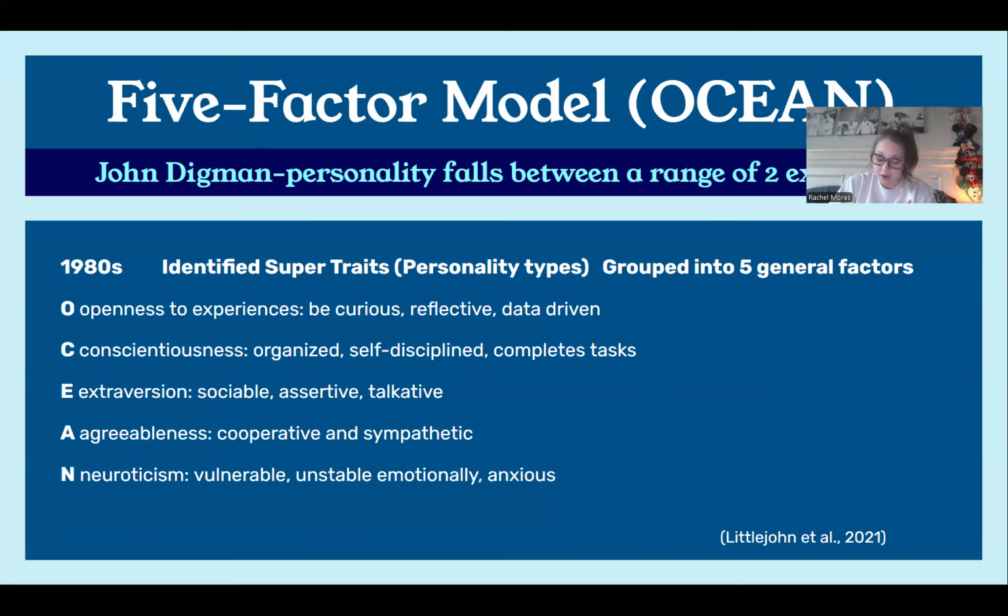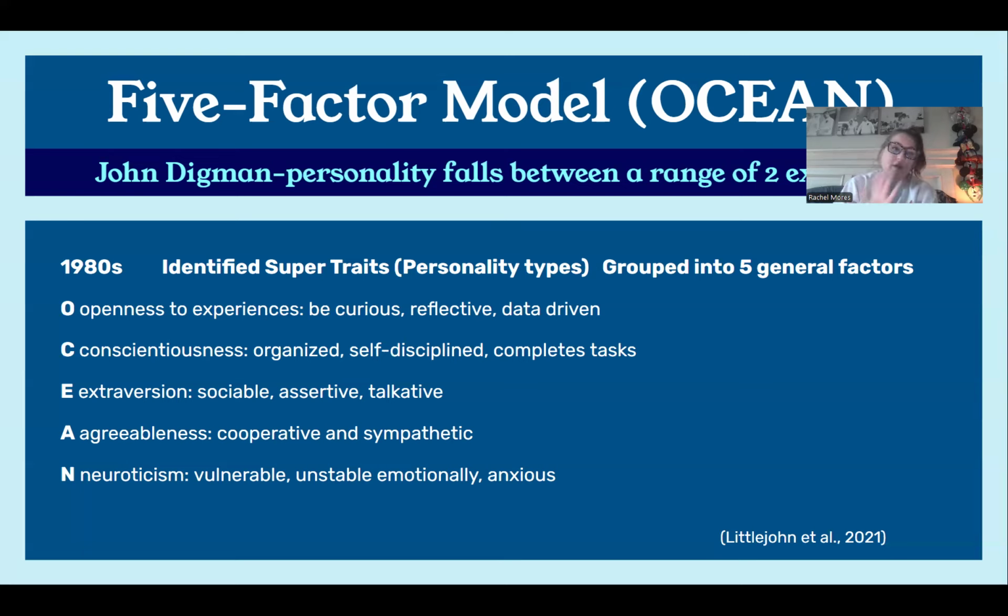This was developed by John Digman and is one of the most popular trait factor models today and considered the most accurate. He stated that clustering traits together into super traits would more accurately explain personality differences and behavior. He identified five general factors: openness to experiences, conscientiousness, extroversion, agreeableness, and neuroticism. That's where we get OCEAN from.